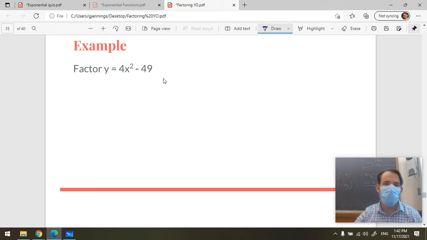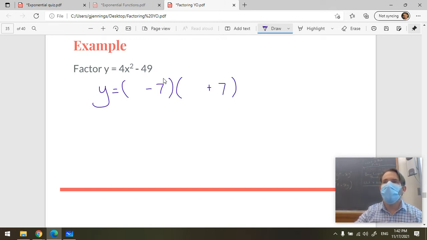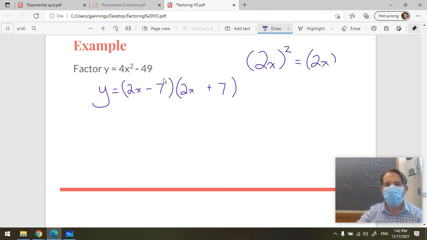What's the square root of 4x squared? These are going to factor to something minus 7 times something plus 7. No, it's not 12. 2, yeah. 2x. Watch this. 2x squared is equal to 2x multiplied by 2x. This is equal to 2 times 2 times x squared, which is 4x squared.